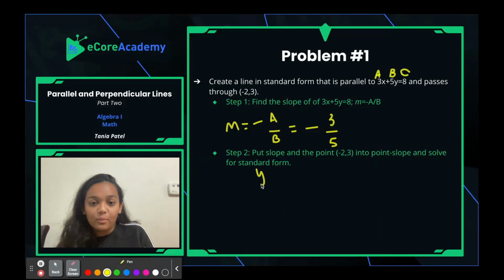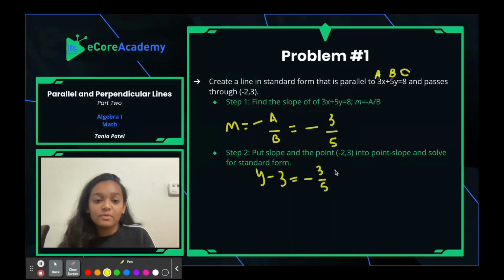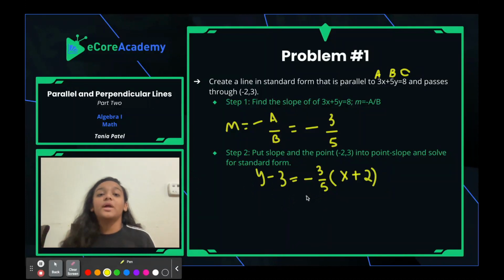When we plug it in, we get y minus the y value of the coordinate pair that we're going to be using for our second equation, since it will be passing through it, 3, equals m, which is -3/5, times x minus -2, which in turn will become x plus 2. Remember, we're putting this in standard form, therefore we have to have the y and the x terms on the left and the constant terms on the right.